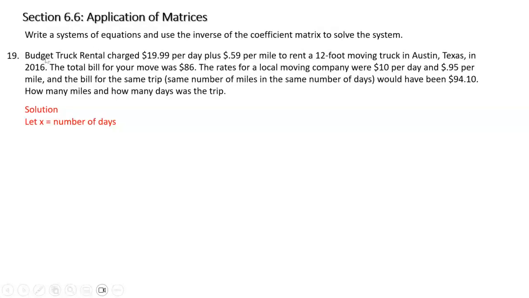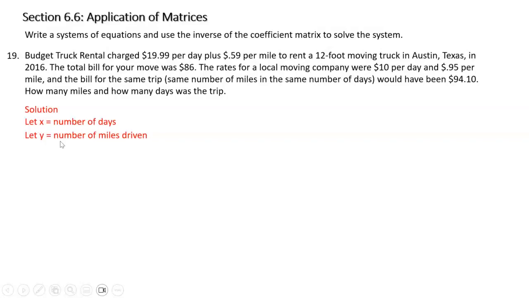Here it is, guys. The Budget truck rental charges $19.99 per day plus 59 cents per mile to rent a 12-foot moving truck in Austin, Texas. In 2016, the total bill for your move was $86. The rates for the local moving company were $10 per day and 95 cents per mile, and the bill for the same trip came out to $94.10.